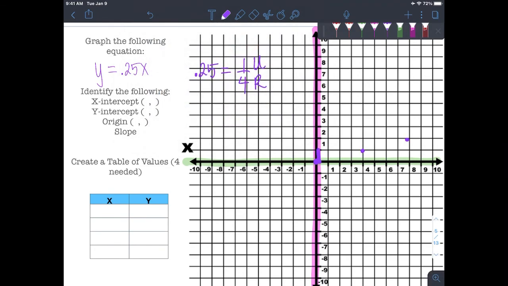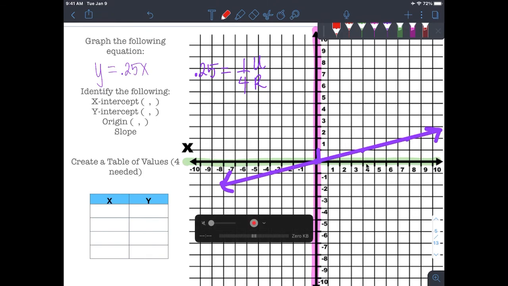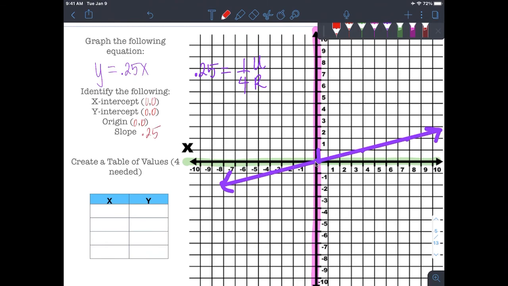1 up, 4 to the right. I'm going to do the same thing in the opposite direction. 1 down, 4 to the left, 1 down, 4 to the left, and now I have my line. Now I can start filling in my information. My x-intercept and my y-intercept for this one are exactly the same. Notice how they're both at the origin because it went there for both of them. So my x-intercept, 0, 0, y-intercept, 0, 0, my origin is 0, 0, and my slope is 0.25.